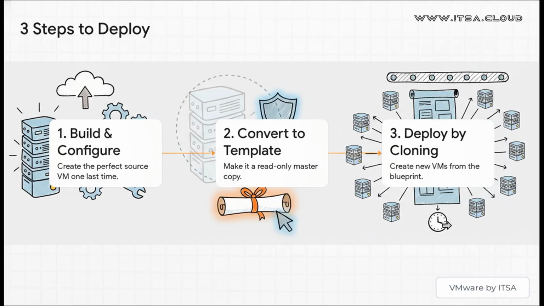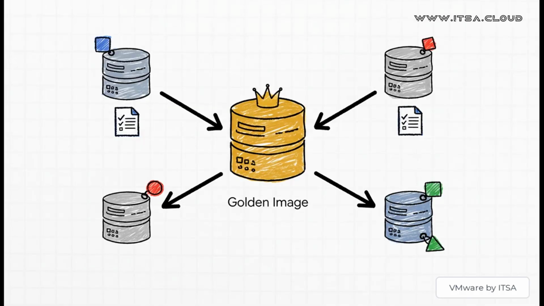First, you have to do that manual build, but just one last time. You build your source VM and get it absolutely perfect. Step two, you power it off, and then it's literally just a right click to convert that VM into a template. And then for step three, anytime you need a new server, you just deploy it by cloning that template. Seriously, that's it.